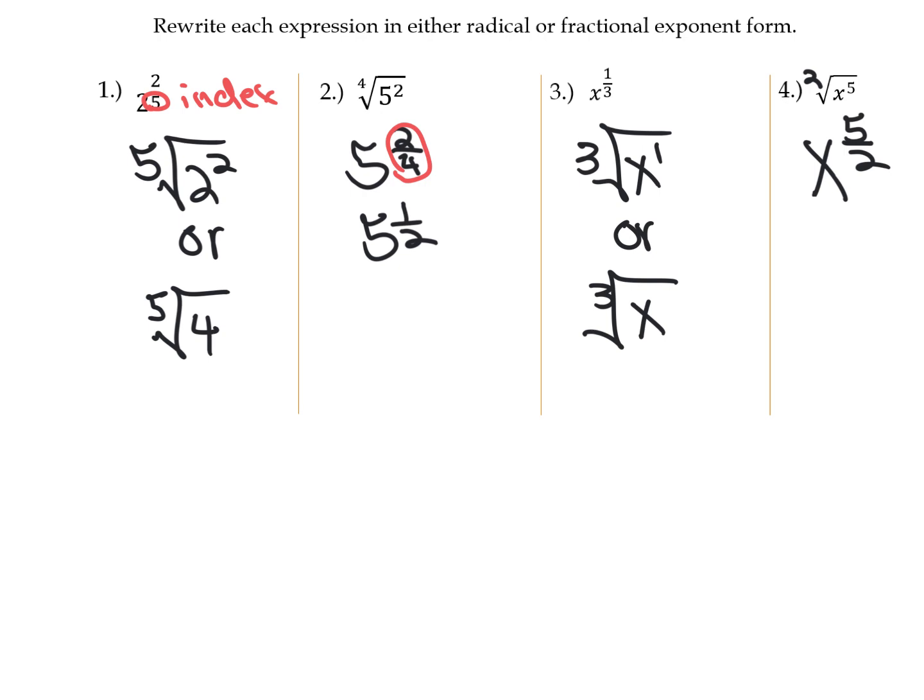On this third one, it's in fractional form. Remember, my index is the denominator, so this is going to be the cube root of x to the 1st power, or cube root of x. We normally would not see that exponent of 1. Number 4 is the square root of x to the 5th. We understand that that index is 2 because it's invisible. It's understood to be 2. And I'm going to write it as a fraction by taking what's inside, x to the 5th power, and putting it over the index 2.